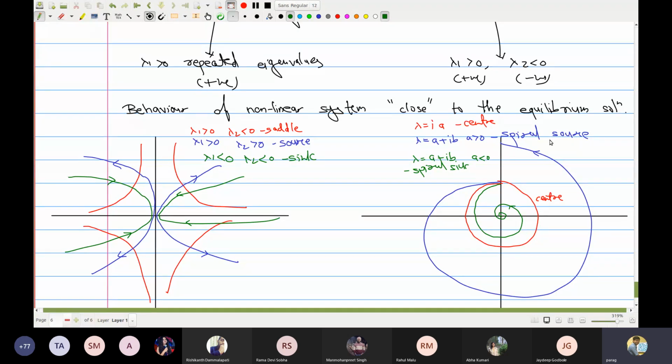If it is complex, purely imaginary or a complex number, you check whether the real part is greater than 0 or less than 0. And that's how you will comment upon the nature of the solutions for a non-linear system close to the equilibrium solution.